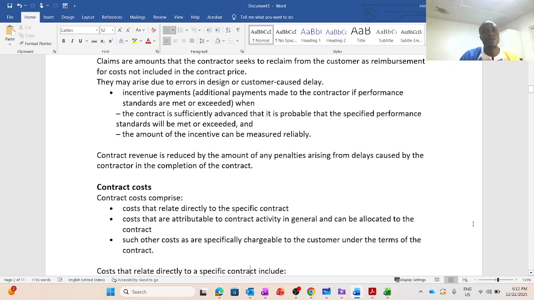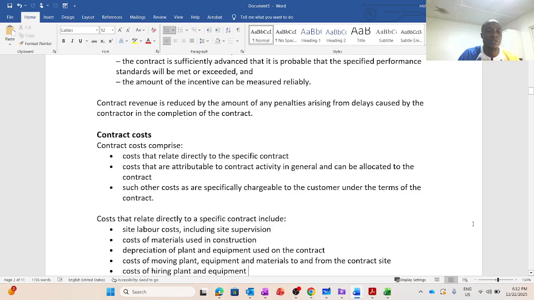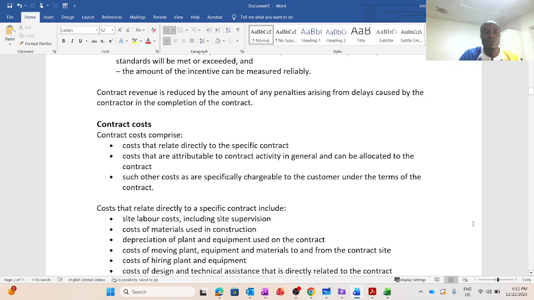So now we are going to look at contract cost. Let's look at the components of contract cost. Contract costs comprise costs that relate directly to specific contracts, and costs that are attributable to contract activity in general and can be allocated to the contract. In short, they are costs specifically chargeable to the customer under the terms of the contract.